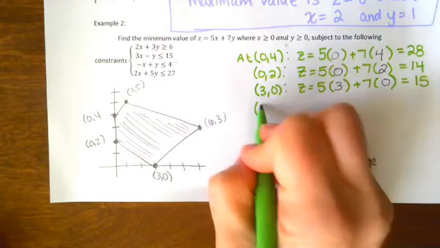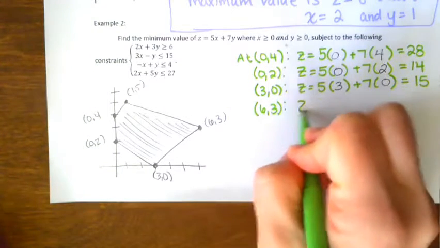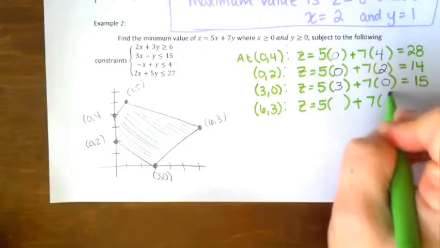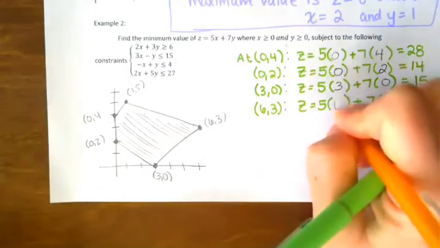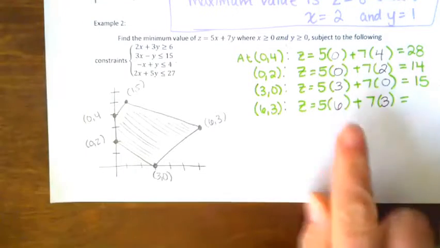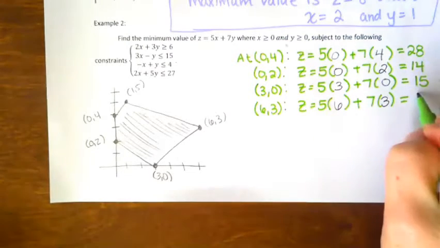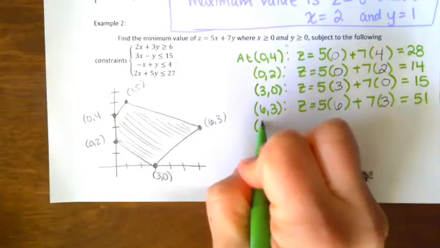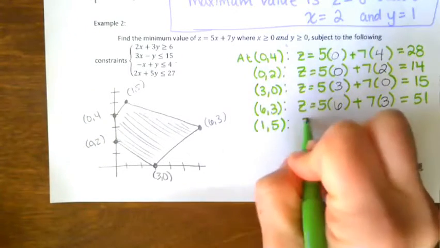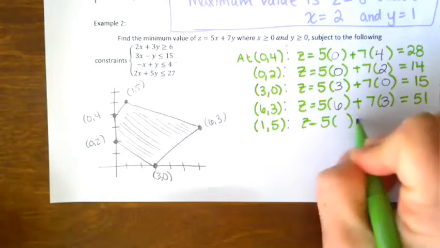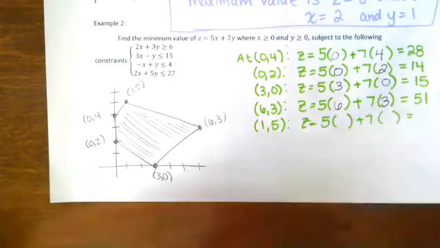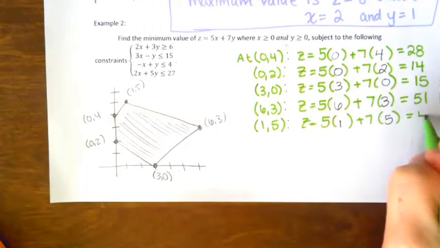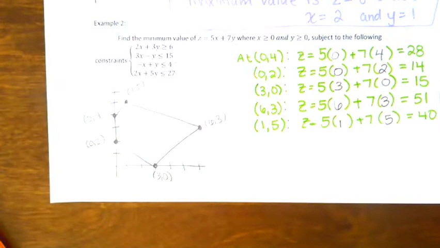(6, 3). Okay, so z equals 5 times x plus 7 times y. My x is 6, my y is 3. So 5 times 6 is 30, plus 7 times 3 is 21, that's 51. Good. And then the last point we have is (1, 5). So z equals 5 times x plus 7 times y. My x is 1, my y is 5, and what do we get? 40.